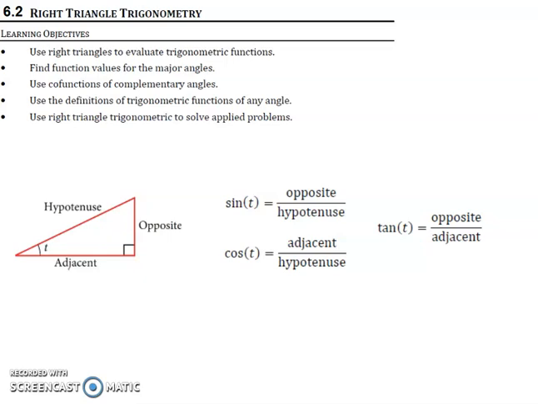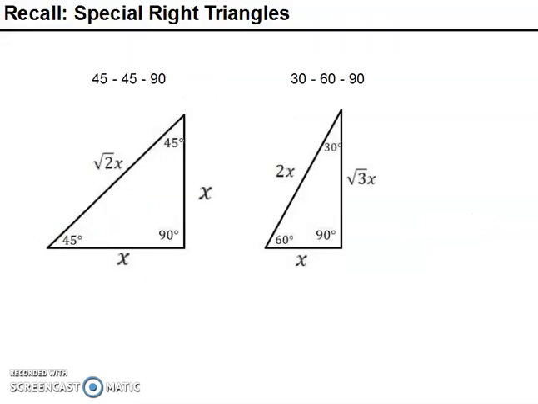Hello, in today's video we're going to be discussing section 6.2, which is going to be an introduction to right triangle trigonometry. So we're going to be talking about the relationships of the angles in a right triangle to their sides using trig functions of sine, cosine, and tangent. To start off, I'd like to recall our relationships with special right triangles.